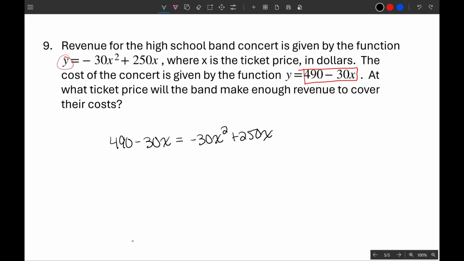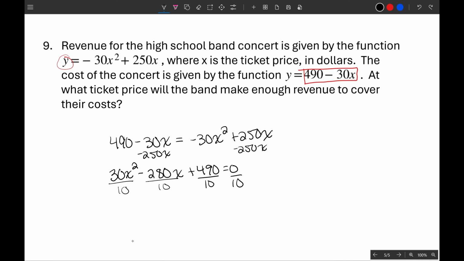I'm going to get everything on the same side, and I kind of want my x squared to be positive, so I'm going to add the 30x squared. I'm also going to subtract this 250x so that I can put it with the negative 30x. That would give me negative 280x. And then you have that 490, and that's equal to 0. And all of these will divide by 10. So if you can reduce these, you should definitely do that. Just makes it easier on yourself. So we have 3x squared minus 28x plus 49 equals 0.